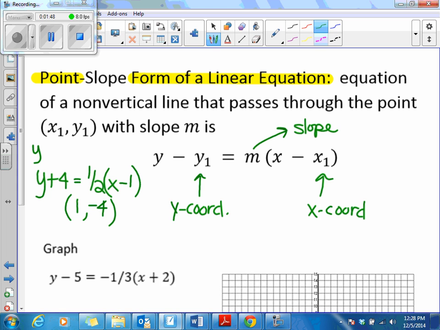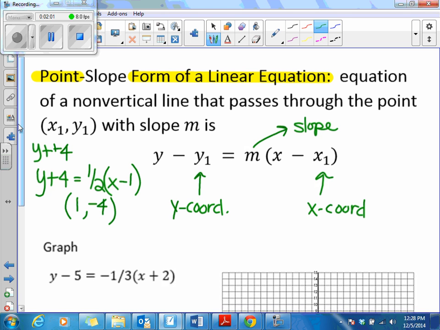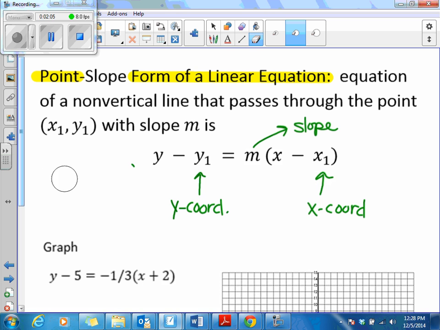If the parent equation is y minus the y coordinate, the only way to make that positive is to have the y coordinate be negative, because then when I simplify, I have y plus 4. Okay? So I just wanted you to think about that. So when you see that equation and you see a plus sign, know that your coordinates are probably going to be negative.